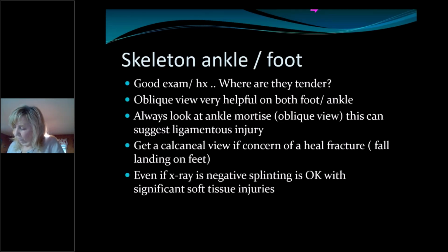So moving south, or distally, to the foot and ankle, obviously very common stuff. Where are they tender? I talked about that earlier. Is it really the foot? Is it the ankle? Is it the toes? Where is it that they hurt? Looking at the ankle mortise, looking for ligamentous injury, and I'll show you the differences on those films. When in doubt, if you think you've got a calcaneus injury, go get a calcaneal x-ray, and I'll show you the difference between those. And there are specific views you can get.